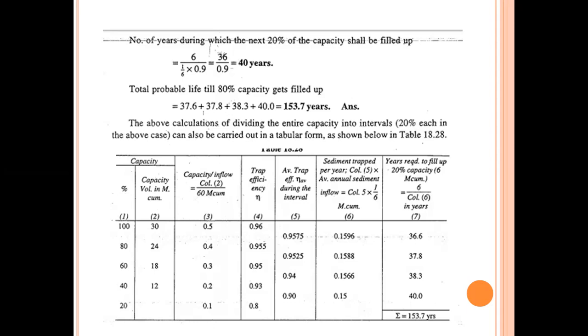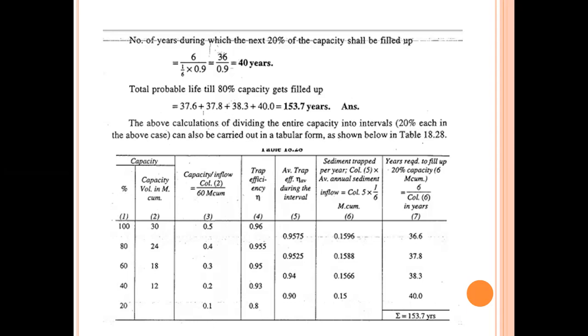Next, the fourth column, trap efficiency. That fourth column is taken from the given table, the capacity inflow versus trap efficiency in the problem. They have given one table. From that table, you can take the values of trap efficiency. In the fifth column, average the trap efficiency values. That means 0.96 plus 0.955 gives 0.9575. Next, 0.955 plus 0.95 gives 0.9525. Like that, you can average the trap efficiency values.